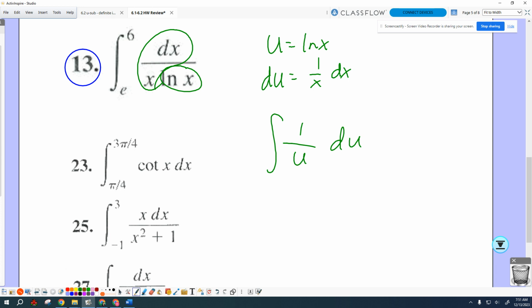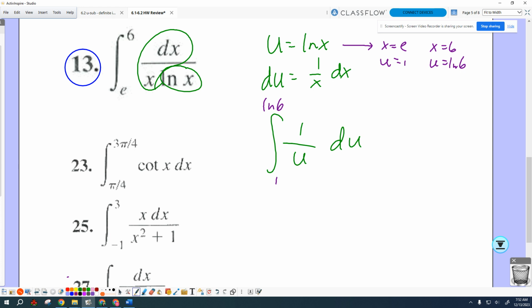Annie, how do I change the bounds from e to 6 to numbers in terms of u? So when x is e, what is the u going to be? 1. I just left the other as ln(6). I mean, that's all you can do. It would take a calculator to get a decimal approximation.